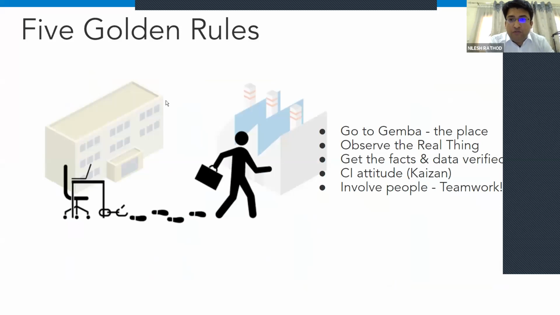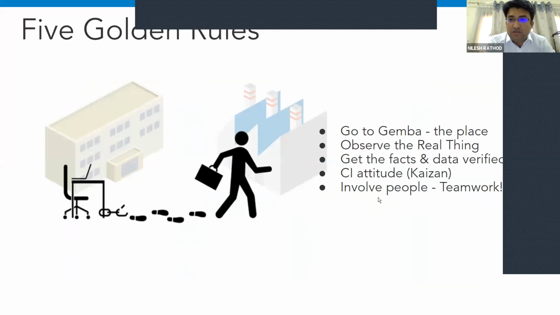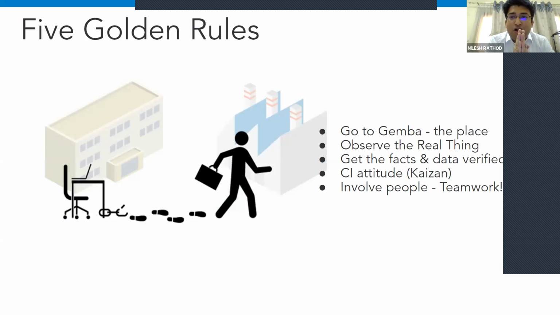Next, always remember the five golden rules when you perform value stream mapping. You should not draw a value stream map sitting at your office or a conference room. You have to go to Gemba. Gemba is a Japanese word which symbolizes the real place, the actual place where your processes are happening. So go to Gemba, number one.